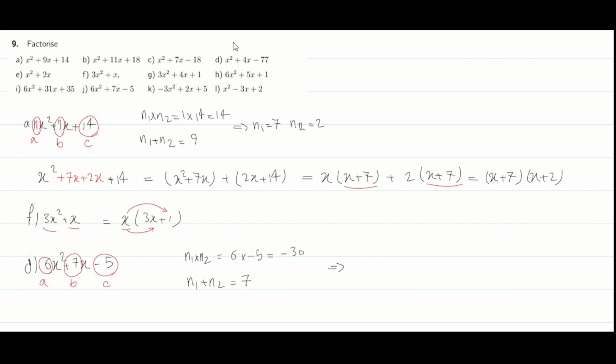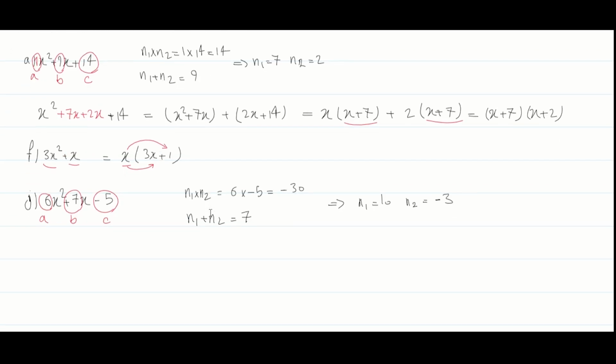And those two numbers would be 10 and negative 3, because if you add them up, it would be equal to 7, and if you multiply them, it would be equal to negative 30. Now you can actually split the second term of the quadratic expression using these two numbers. So we can rewrite the expression as 6x squared, minus 3x plus 10x minus 5.